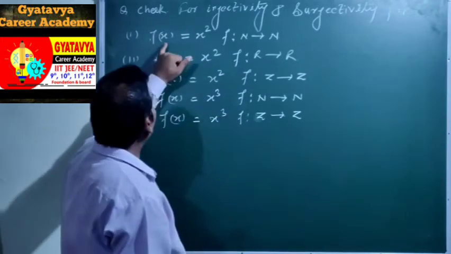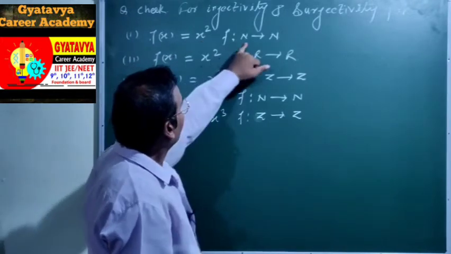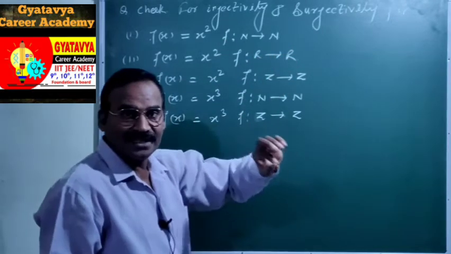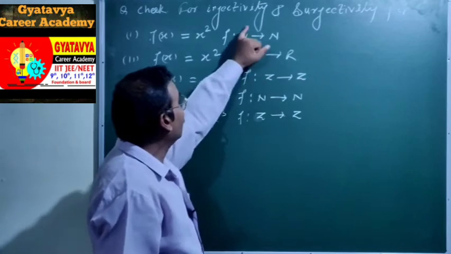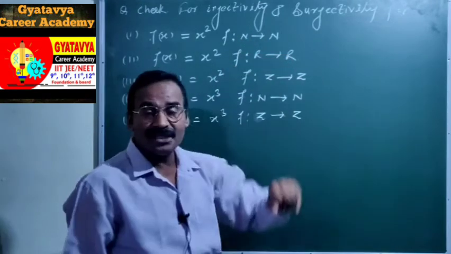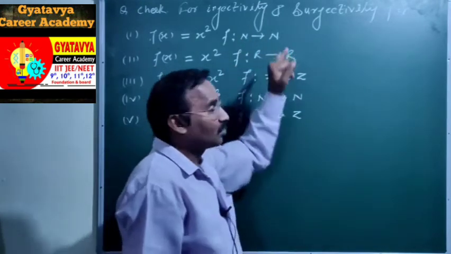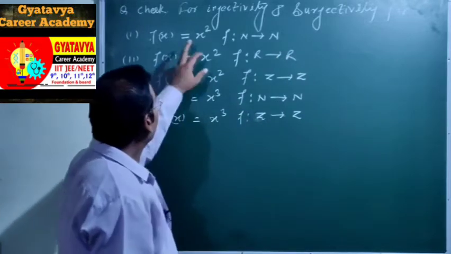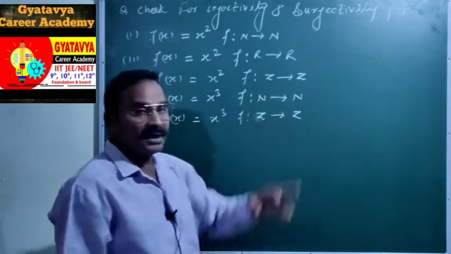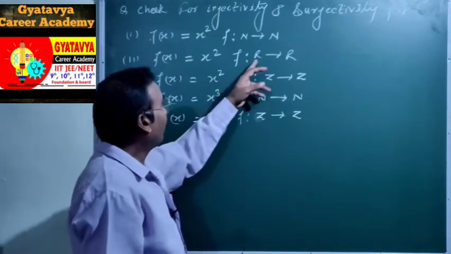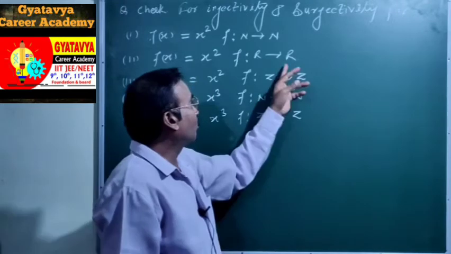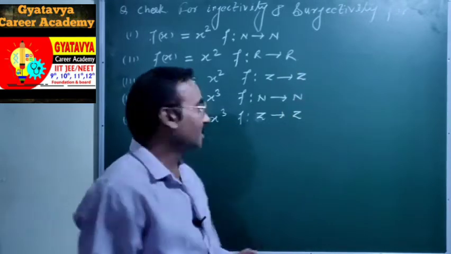First question is f(x) equal to x square, where f: N to N. Here the main important thing is that f: N to N means the domain is the natural numbers and the codomain is also the natural numbers. Second question, the function is the same but the domain is different. f: R to R means the domain is the real numbers and the codomain is also the real numbers.